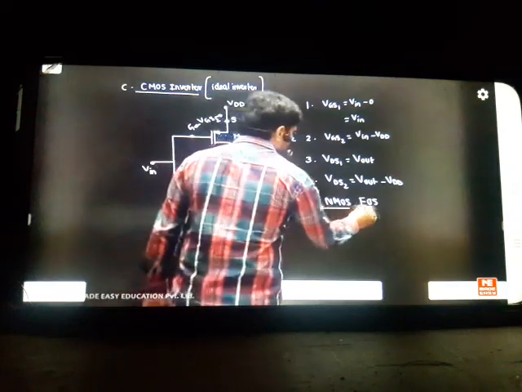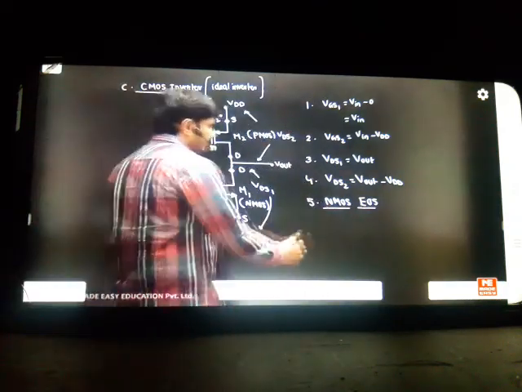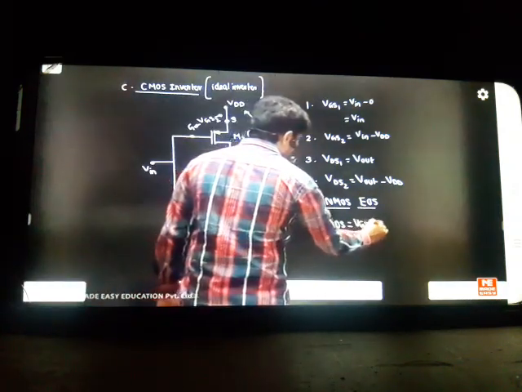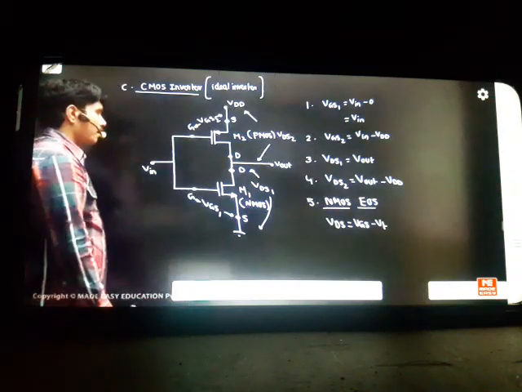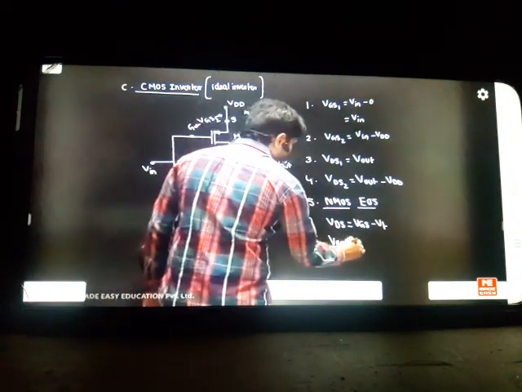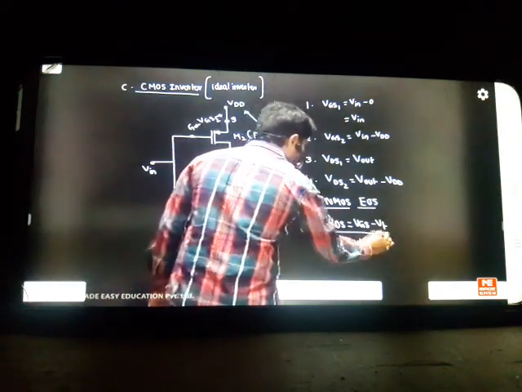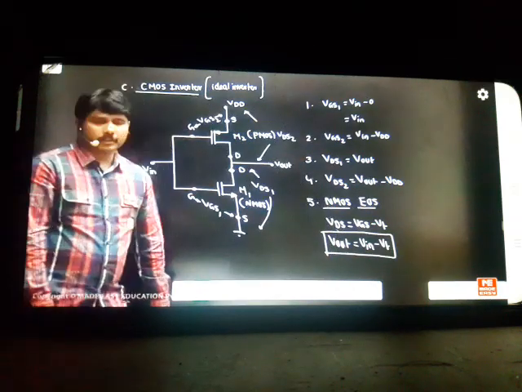That's why for the NMOS inverter, what is the EOS boundary? Already we studied. VDS will become VGS minus VT. This is the boundary. The VDS value here is Vout. The VGS value is VIN minus VT. This is one boundary for NMOS. We got a straight line equation in the graph. This is one equation you can take.